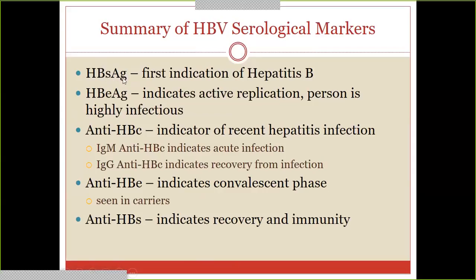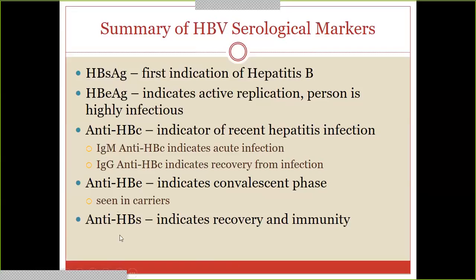That is the very first clue that somebody actively has the infection. Hepatitis B-E antigen means that you're actively replicating, you're highly infectious. The antibody to hepatitis B core is the very first antibody made. If you have the IgM antibody, you still have the active infection. If you only have the IgG antibody to the core, you're starting to recover. The antibody to hepatitis B-E means you're, again, recovering.